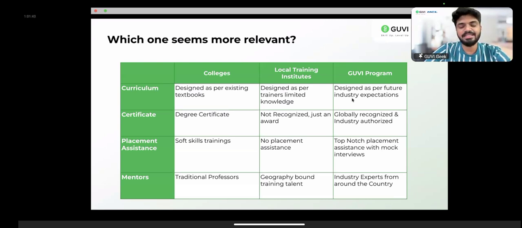Local training institute is designed as per the trainer's limited knowledge for the geographically bound talent. GUI is designed as per future industry expectations, because all the pool of companies is here, so experienced trainers take care of the classes. For certificates, you get a degree certificate through the college. In a local training institute, you don't have any placement assistance. Here, you have top-notch placement assistance with mock interviews. About the certificate, as I said, it's a college degree, it's not available at all in local training institutes, and with GUI you have globally recognized and industry authorized certification.